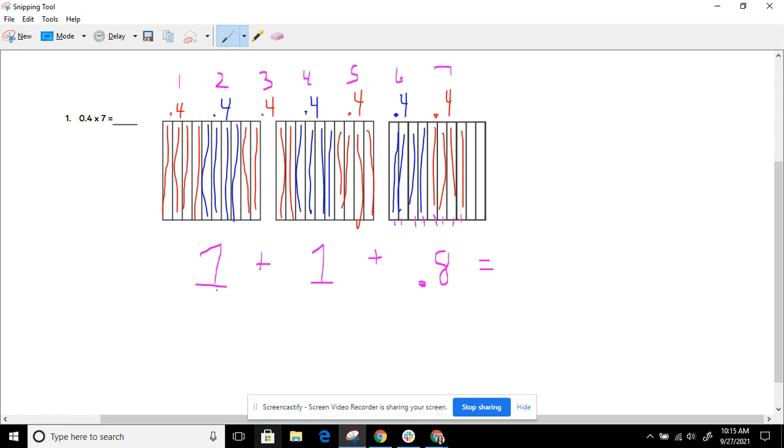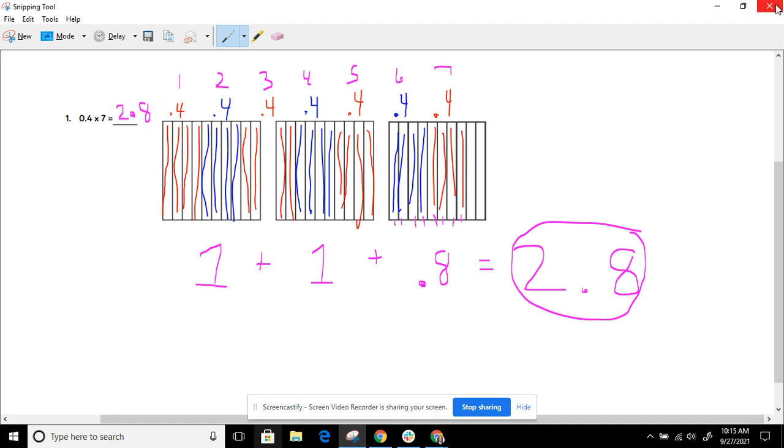Okay, then add all these together. 1 plus 1 is 2 plus 0.8. So 4/10 times 7 is 2 8/10. So then I can write my answer, 2 8/10. Okay, so that's number 1. All you're doing is you're shading in your groups of your decimal by looking at your whole number. That's how many groups of your decimal you need to have. So that's number 1 for you.